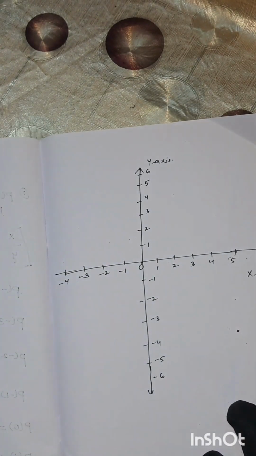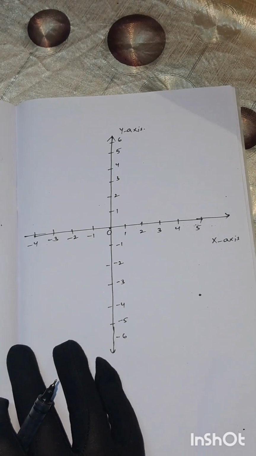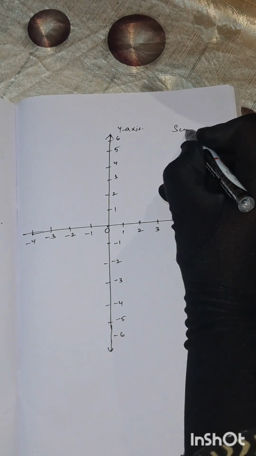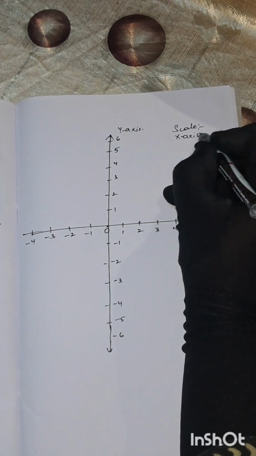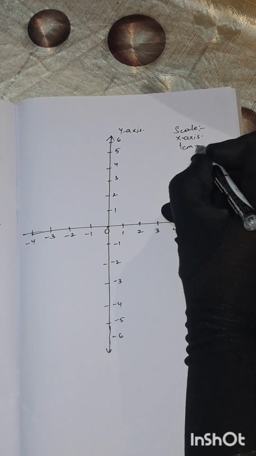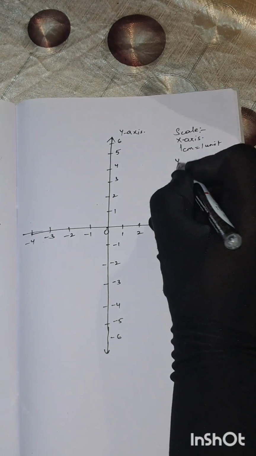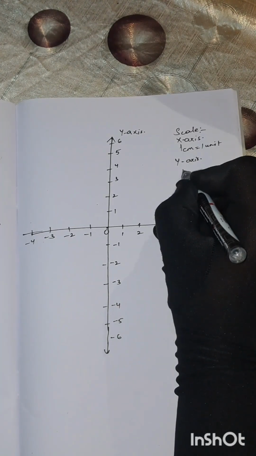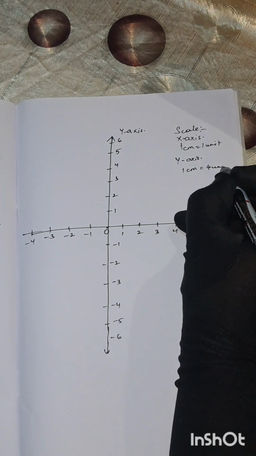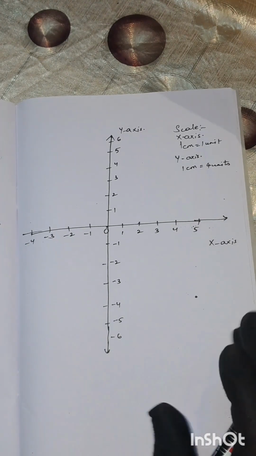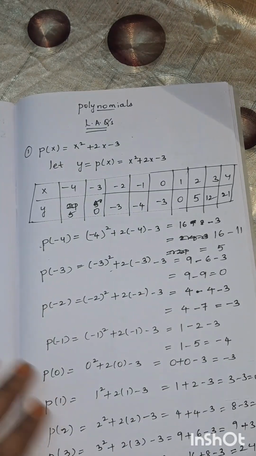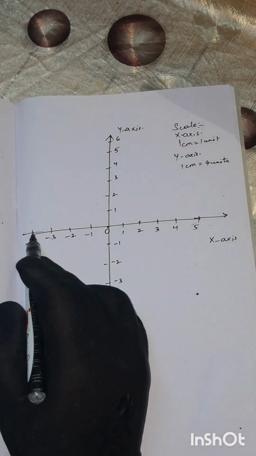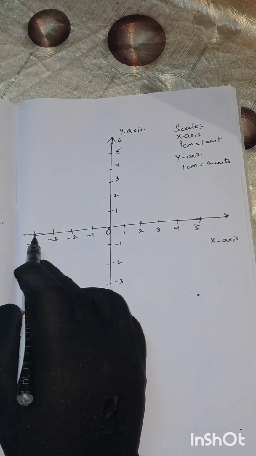Okay, and while drawing the maps you have to draw the scale. In your graph paper, it will be there. On x-axis, if you are taking 1 centimeter is equals to 1 unit, you have to write 1 centimeter is equals to 1 unit. On y-axis, what measurements you are taking, that also you have to write, 1 centimeter is equals to 4 units, suppose if you are taking it. So like that you have to mention. Okay, now see here, what is your first point? Your first point is minus 4 comma 5, right? So minus 4 comma 5, so minus 4 is here, and where is 5?